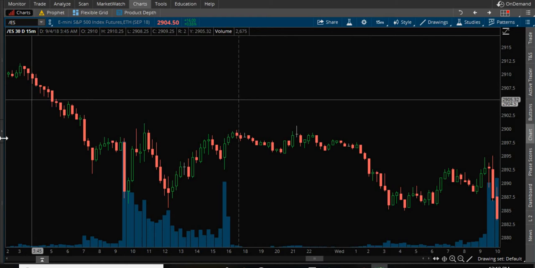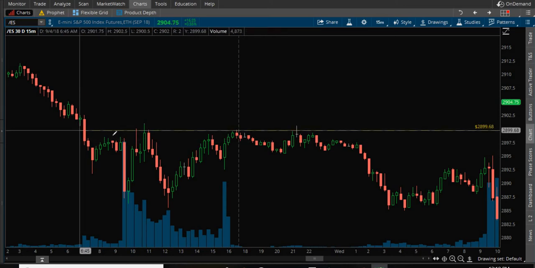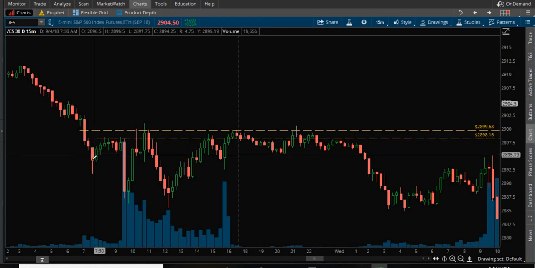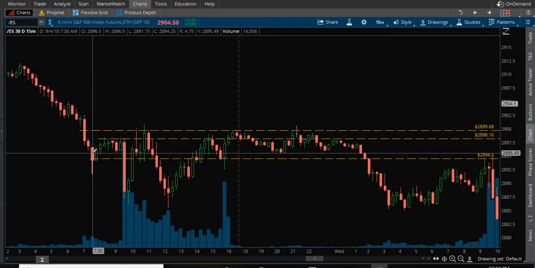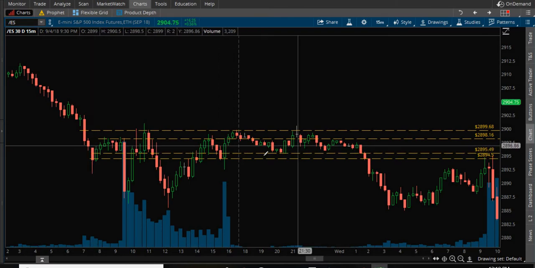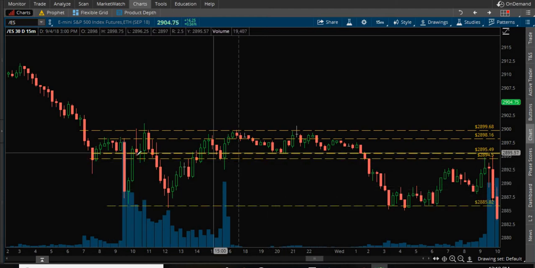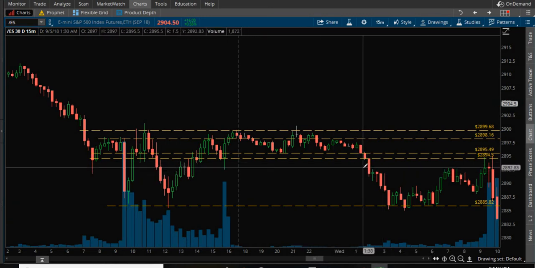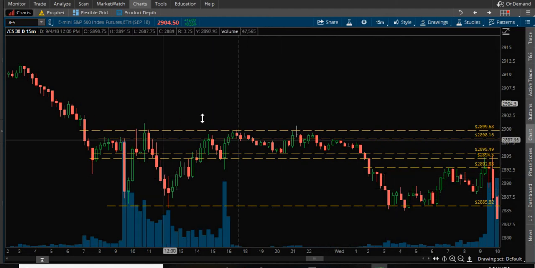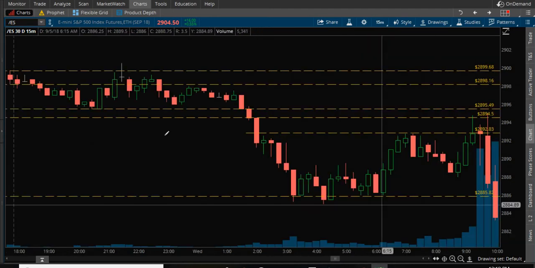So on this day we had some resistance here, here, here, here. The overnight session we had some here. Now we've plotted from the previous day and the overnight session.